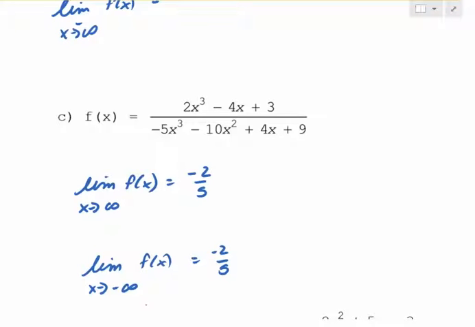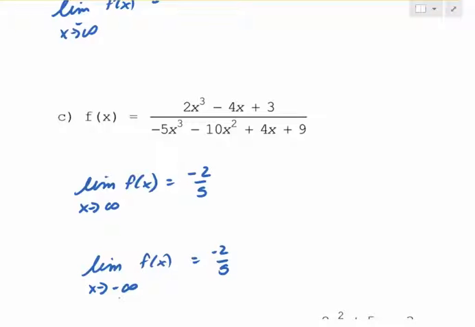What's the degree on the bottom? 3. So if the degree on the top and bottom are the same, that's actually really nice. That's the nicest case you could have because you have two things that are totally dominant and nothing else matters. Everything else is descending powers.